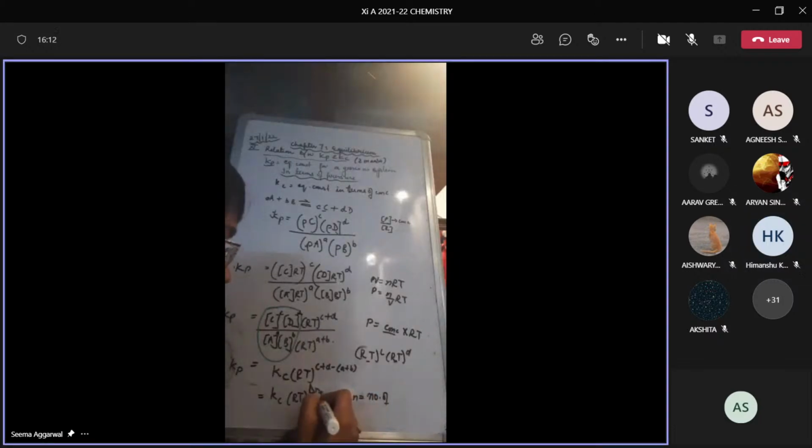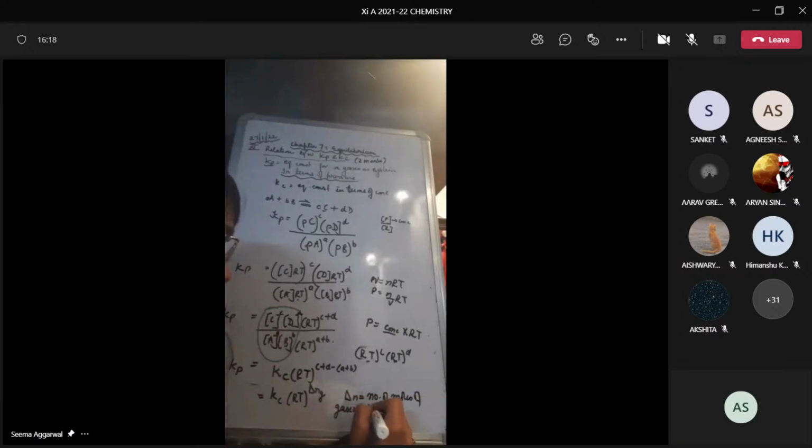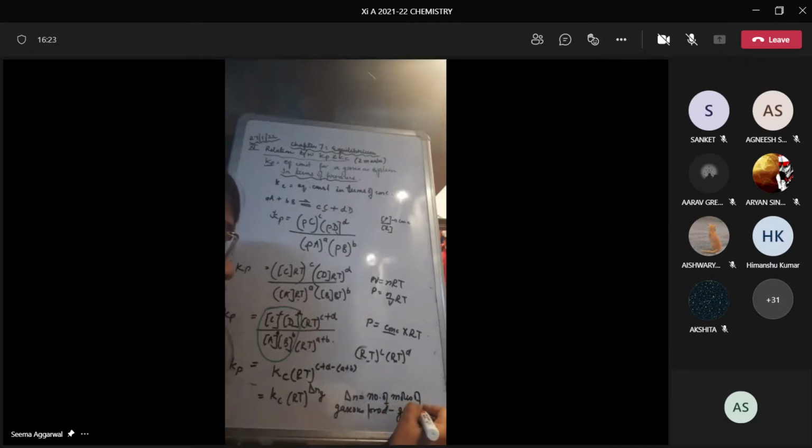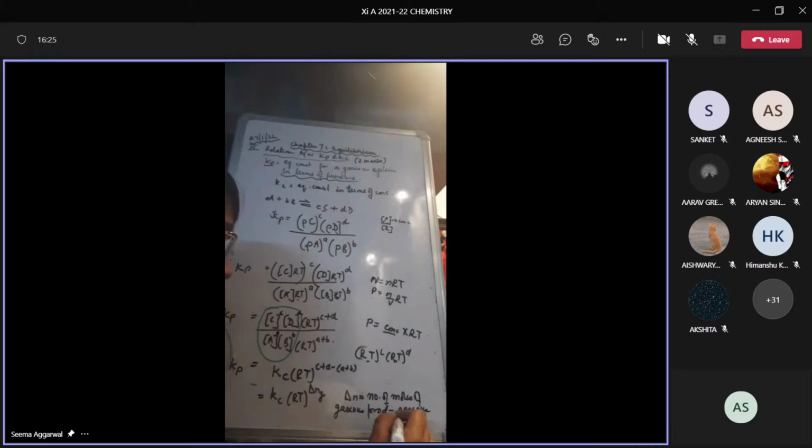अच्छा, Ng भी लिख सकते हैं because it is for the gases only. Number of moles of gaseous products minus gaseous reactants. Yes, ma'am, gaseous. Because it is only for gases, so I am writing delta Ng. So this is a relation between Kp and Kc, and that can come for the numericals.